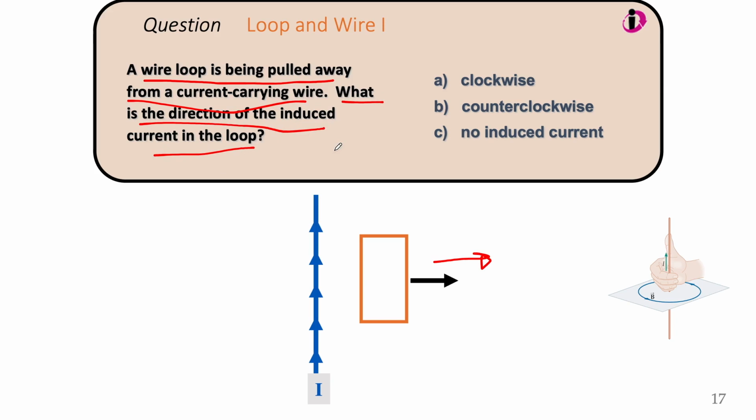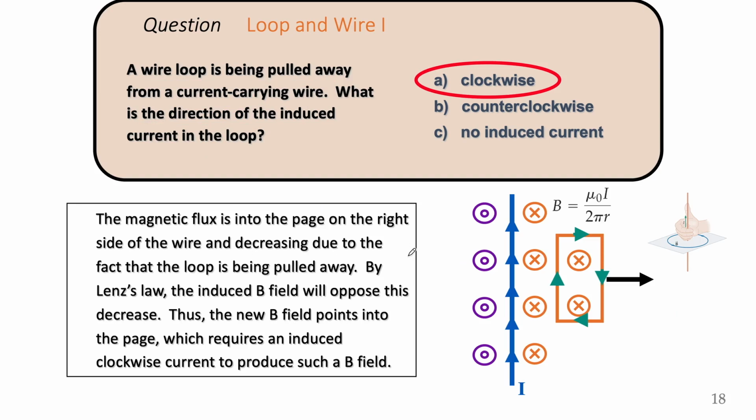First, find the magnetic field direction, the magnetic field that's created by this wire. And then you can think what direction should be the current in the loop so that it can oppose the change in flux. Okay, the answer is clockwise.